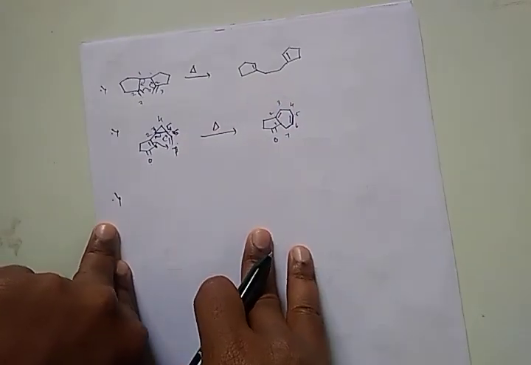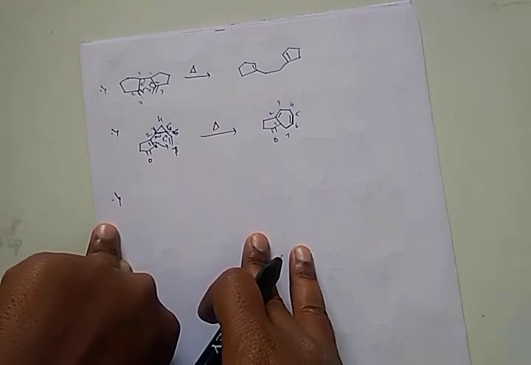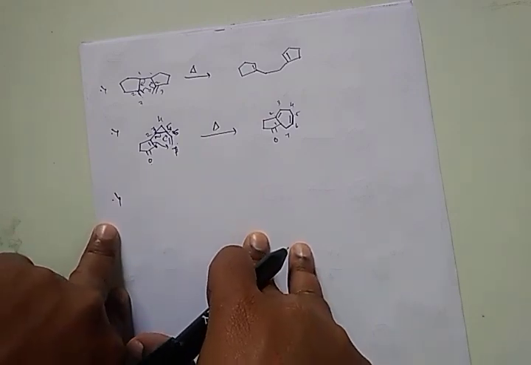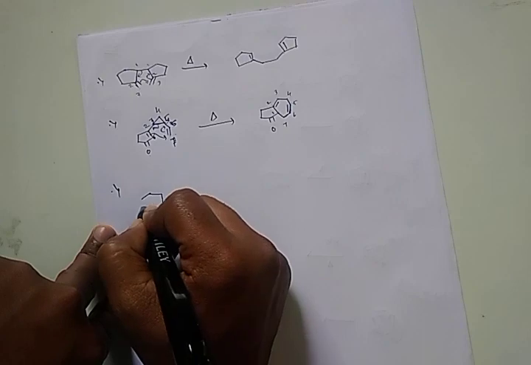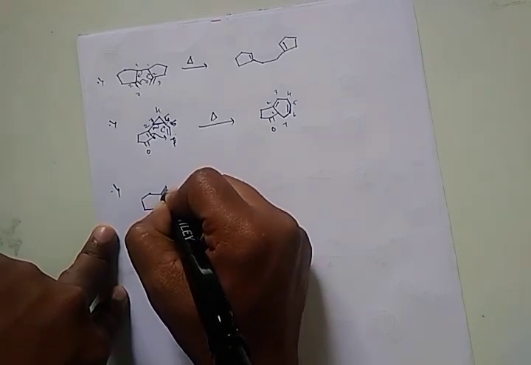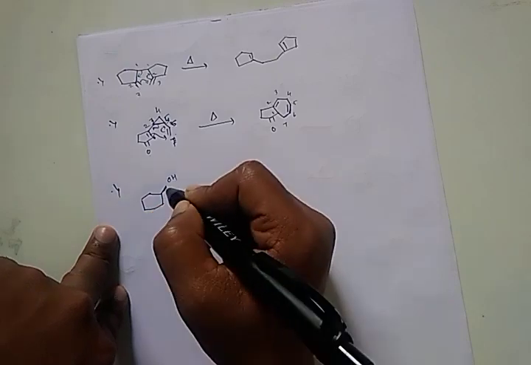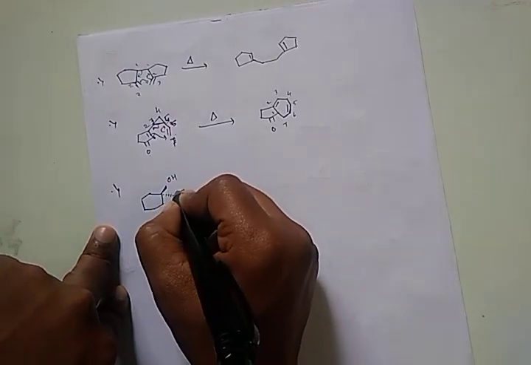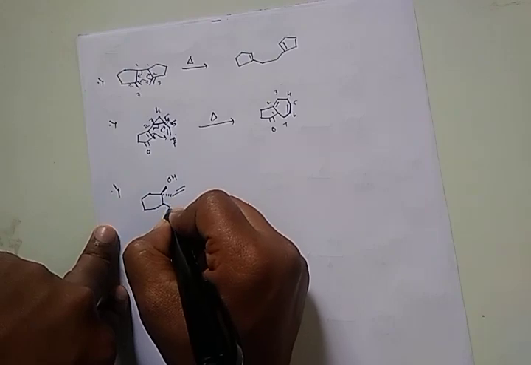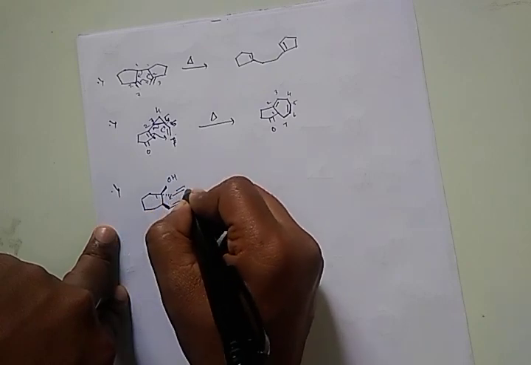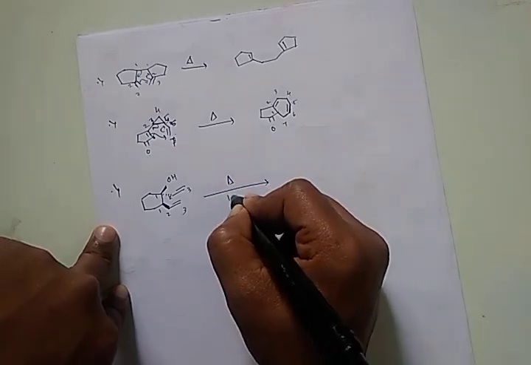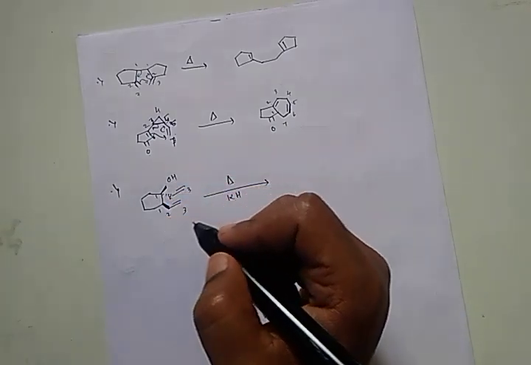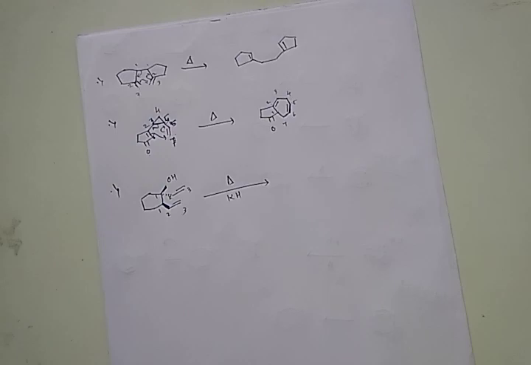Now we have another example which is a little bit tricky, a little bit difficult, and this is the example of the Oxy-Cope rearrangement. So you have OH, here you have one double bond, and here you go with another double bond. So again, 1 2 and 3, 1 2 and 3, with heat and with KH provided, because here you have one OH that has to be converted into O minus.